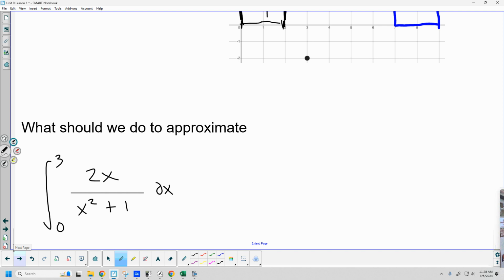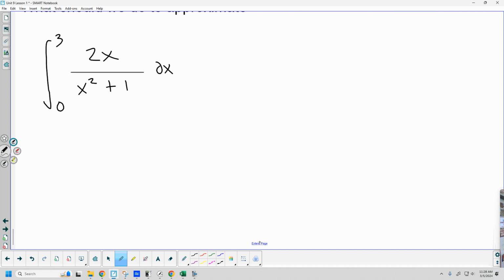Okay, back to this question, which was on the front page of your notes. I don't know how to take the antiderivative, so I don't know what big F is. So that's not going to help me. I don't have my calculator. So the best thing I can do is approximate it. What would you do to approximate it? Tell your neighbors. What would you do to approximate that?